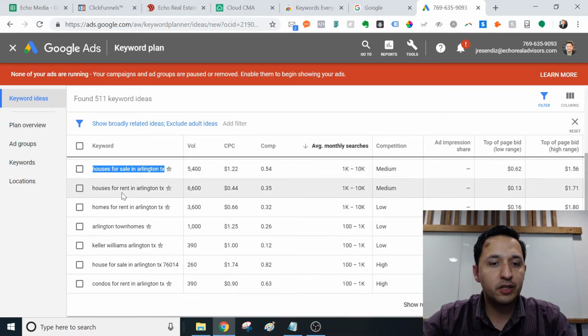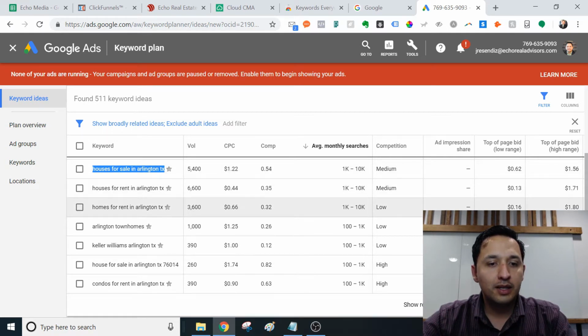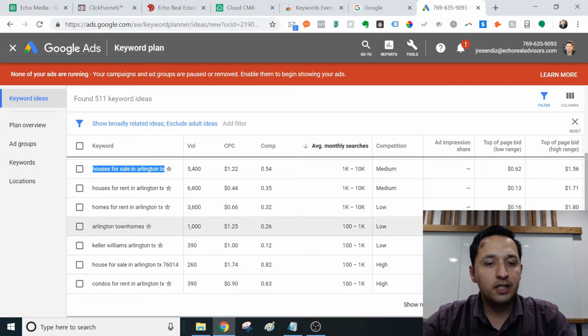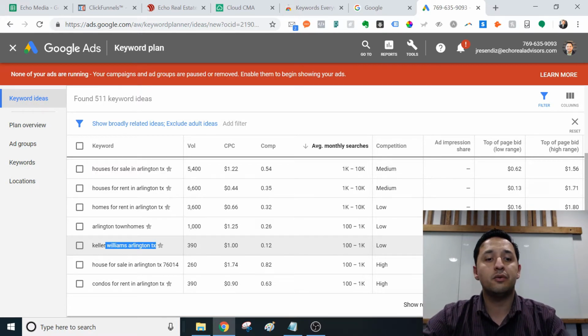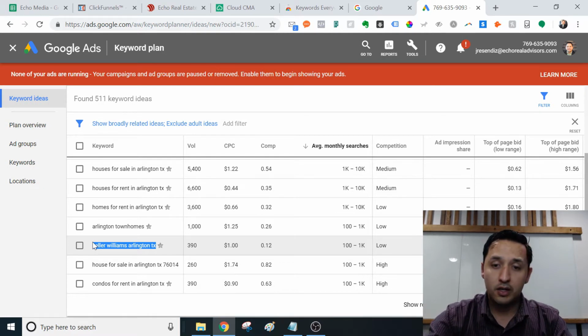All right, houses for rent in Arlington. A home seller wouldn't be searching for that. Arlington homes, townhomes, Keller Williams, Arlington, Texas. So there's a lot of intentionality with people that are searching for bigger brands or bigger brokerages out there.